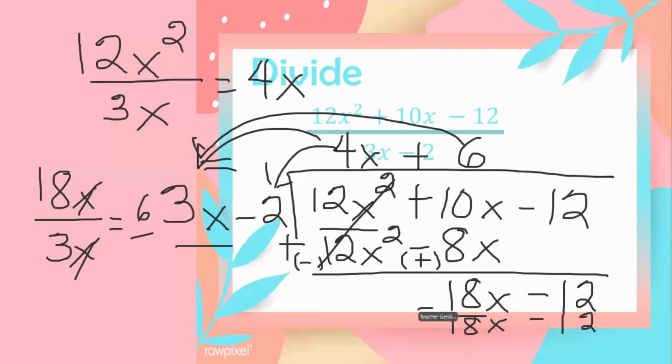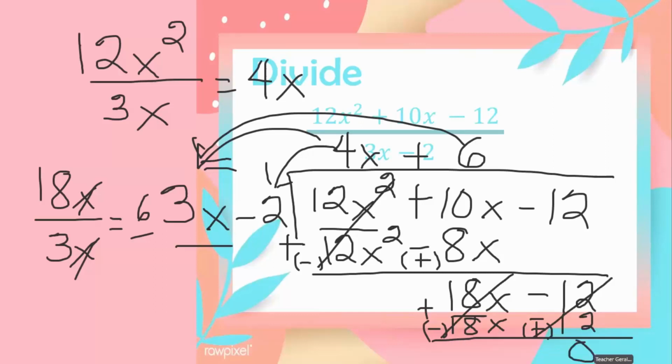Okay? Then we're going to subtract again. Subtract natin. But before subtracting, we need to change all the signs of the subtrahend again. And then proceed to addition. Okay, then 18x minus 18x. Okay, cancel na yan. Negative 12 plus positive 12, 0 na rin.